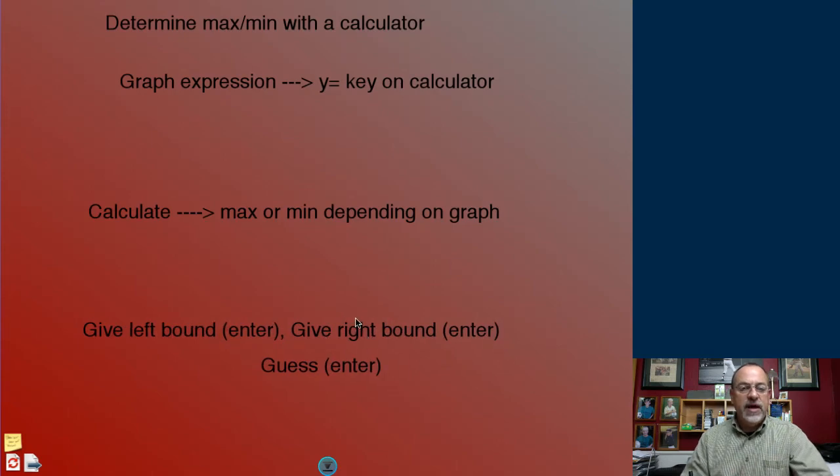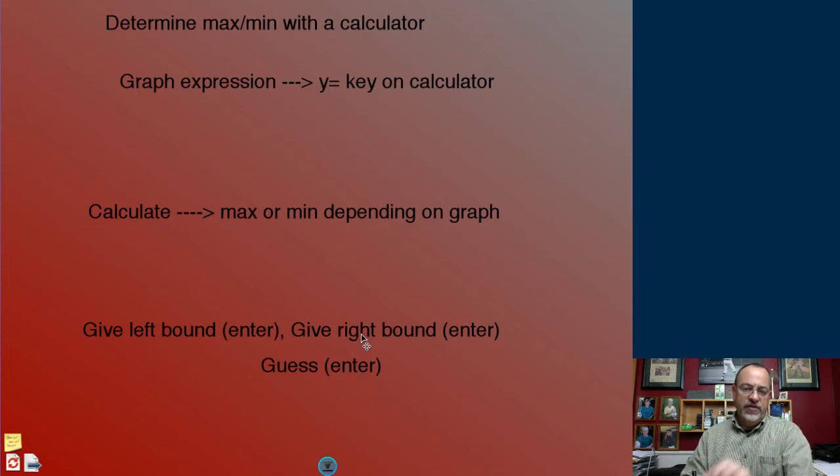Give the left bound, so you'll want to move that cursor so it's to the left of the min or the max as it goes up or down. Once it's to the left, you select enter. It will then ask you to give the right bound. So you'll move it to the right of the min or the max.